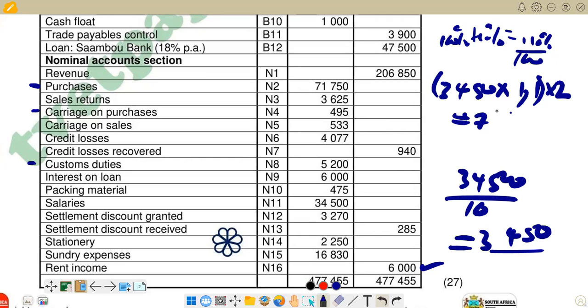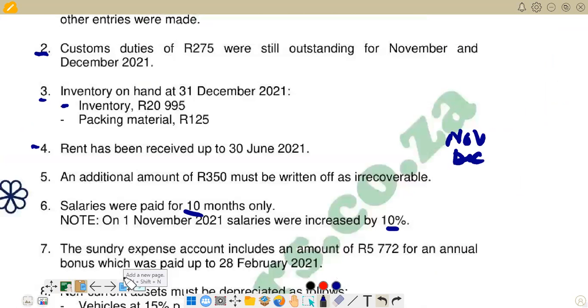Let's try to calculate it. 7,590. So this is what we have. So we are just going to say 34,500, the figure for salaries, and then we add 7,590 to get the total for salaries for the year.